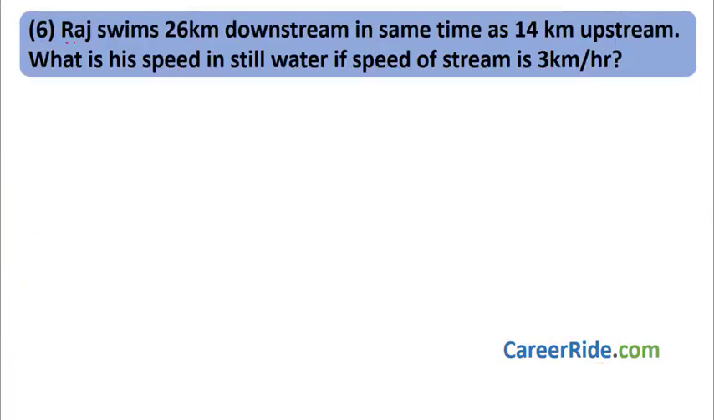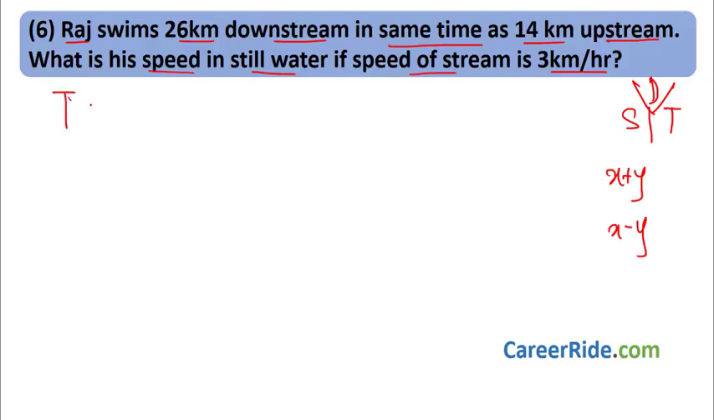Question number 6. Raj swims 26 kilometers downstream in same time as 14 kilometers upstream. What is his speed in still water if speed of the stream is 3 kilometers per hour? Again, d, s, t, and we will have x plus y and x minus y. Now here they have directly given same time, so time going upstream is same as time going downstream.